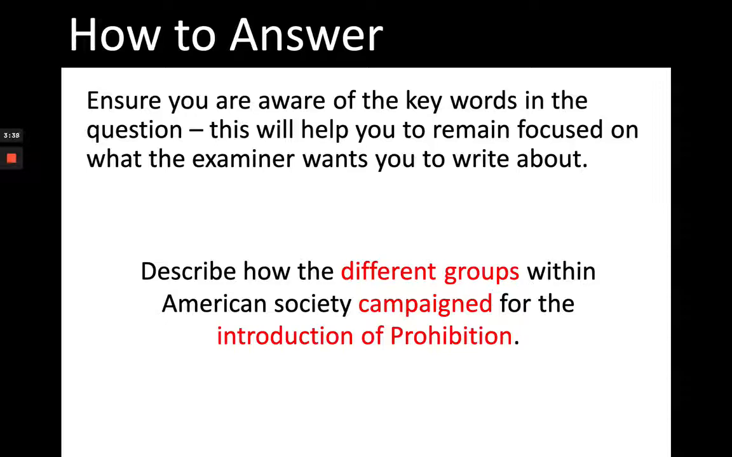So when we say different groups, we're not just talking about one group here. We want you to discuss as many as possible. So for example, the Anti-Saloon League, the Women's Christian Temperance Union, and the Methodist and Baptist people who were known as the Dries, okay? When we say campaigned, we mean what did they actually do? And introduction of prohibition, how did this in turn lead to prohibition being introduced, okay?